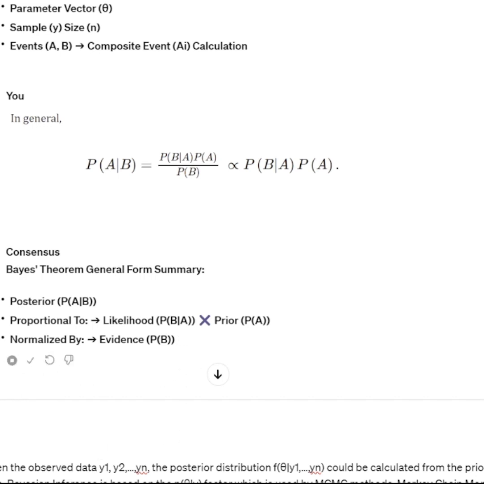Bayes' theorem, general form summary. The posterior, P(A|B), is proportional to the likelihood, P(B|A), times the prior, normalized by the evidence.